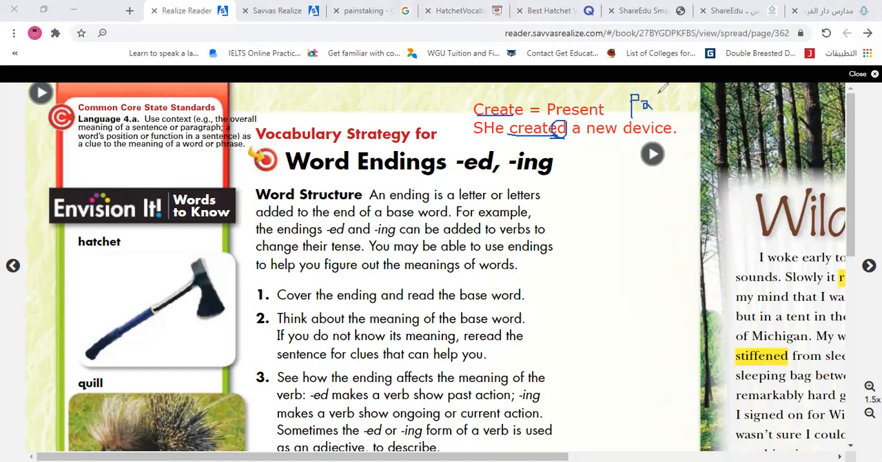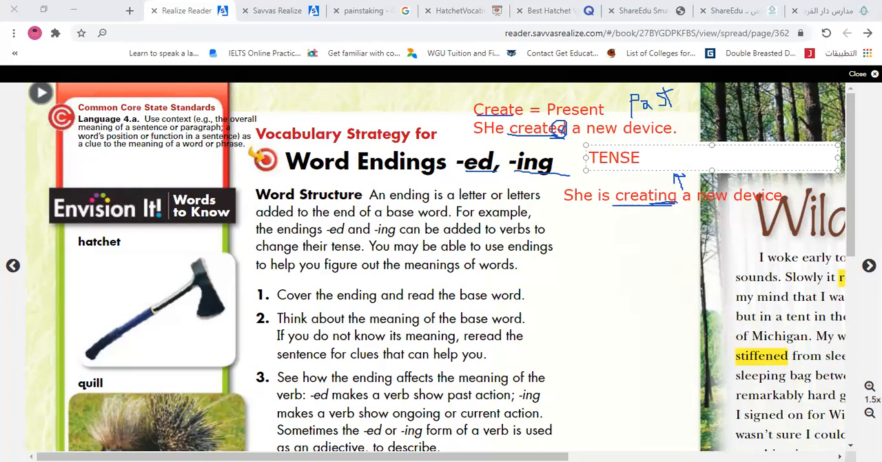With only two letters. Also, if I want to change it again to make it present continuous, I will say, as we learned, she is creating a new device. So right now, from making it past, I made it present again. By what? By adding ing right here. So as you can see, I removed the ed and I put ing, and the verb changed to become present again. So only by adding ing or ed, we can change what? We can change the tense of the verb. What does tense mean? It means the time of the verb. Is it past? Is it future? Is it present? This is for adding ing and ed for the tense.